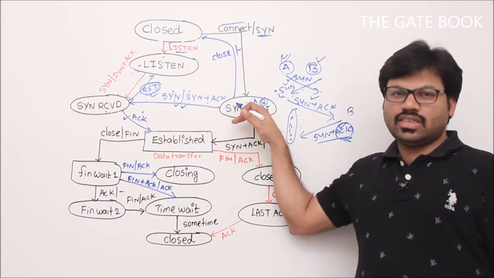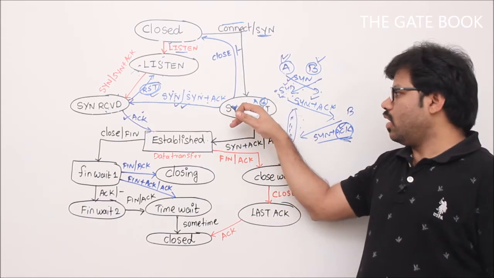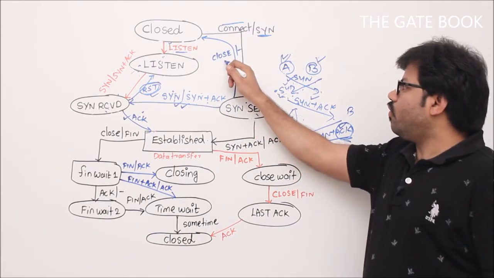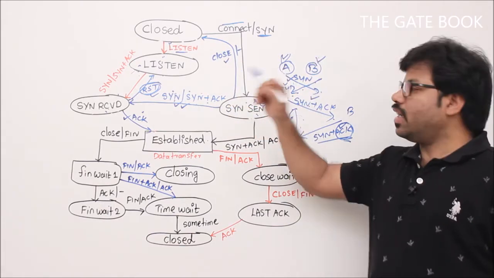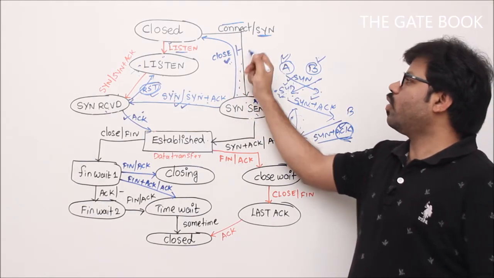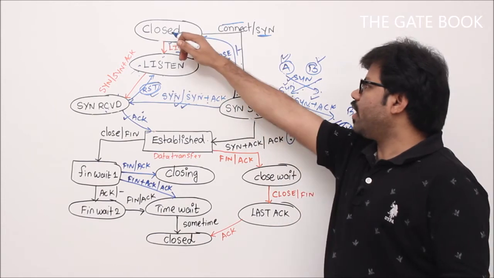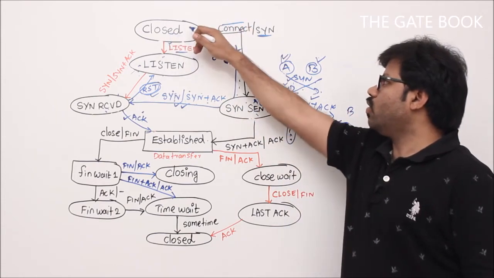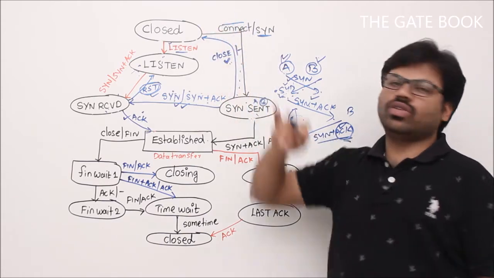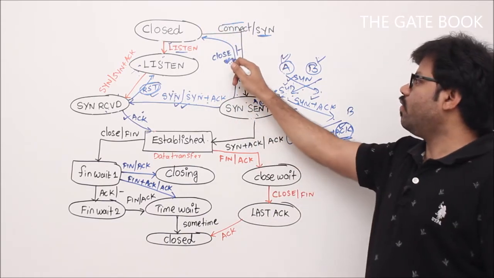When you are in the SYN send state, if that TCP entity's application layer process initiates a close action, then what are we going to do? We are going back to where we came from, closed, right? From closed, on connect, we came to SYN sent. On SYN sent, again close will go to closed. That is the meaning of this one.